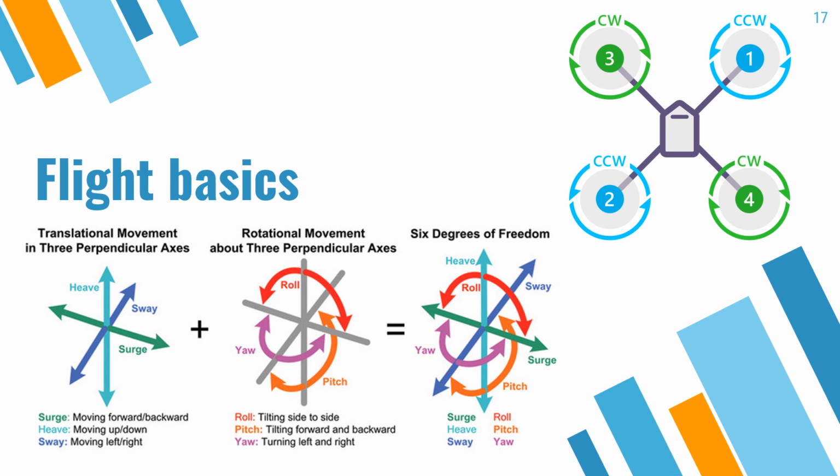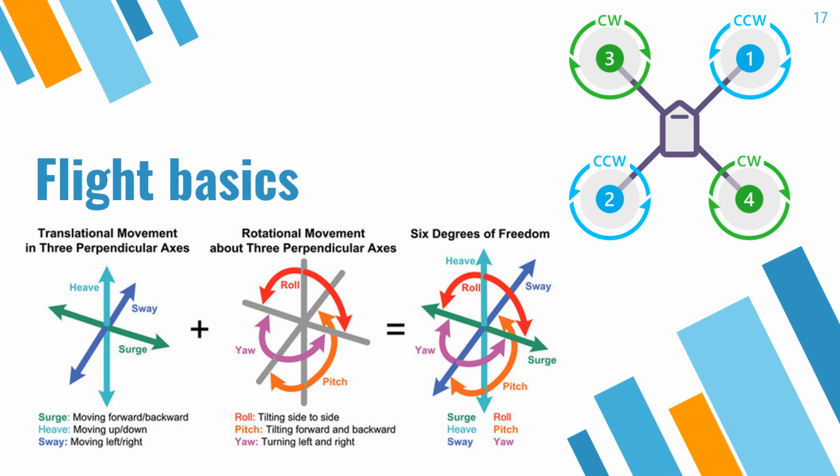Now, in order to perform pitch and roll without creating any torque, you need to make sure that the motors that are diagonal spin in the same direction. I'll illustrate why this is. So, for example, we're pitching in the forward direction. Motors 2 and 4 spin faster than motors 1 and 3.